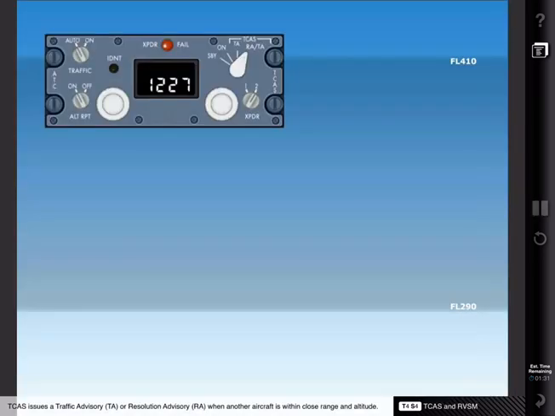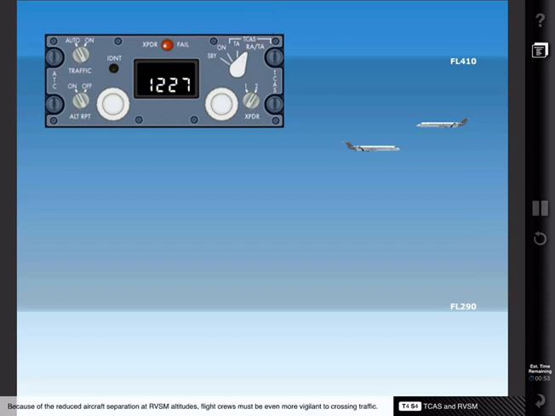The Traffic and Collision Avoidance System issues a traffic advisory or resolution advisory when another aircraft is within close range and altitude. Because of the close proximity, TAs may be common while operating in RVSM airspace when aircraft separation may be slightly less than 1,000 feet. TAs are likely to occur in transition areas when aircraft are changing altitudes to obtain their respective 1,000 feet of vertical separation. Nonetheless, TCAS should be operated in the TA-RA mode during all operations in RVSM airspace.